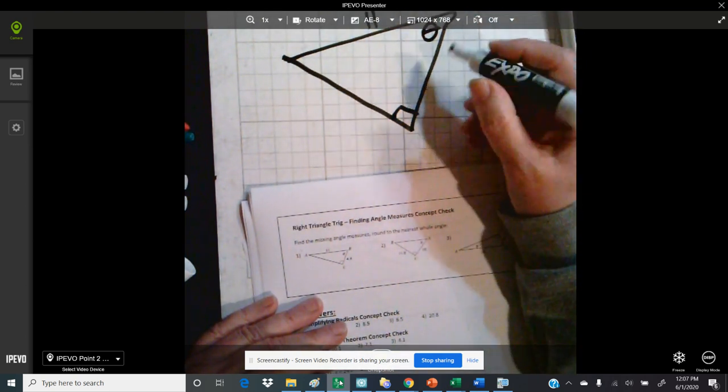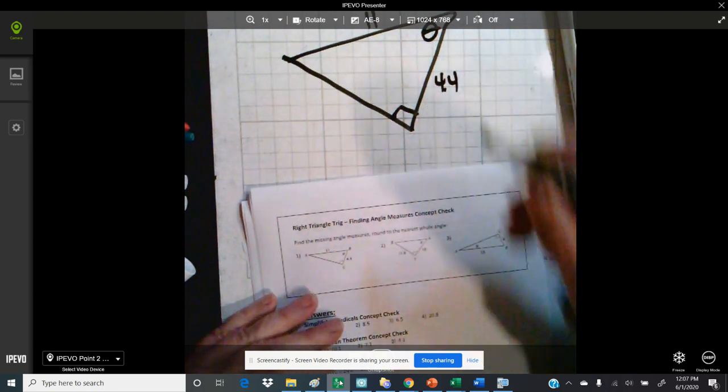On the concept check, number 1, it gives you this triangle. Tells you there's your right angle. I didn't draw it very well, but there you go. You can look at it on your picture. And it tells you that this is 11. This is the angle you're looking at, and this is 4.4.